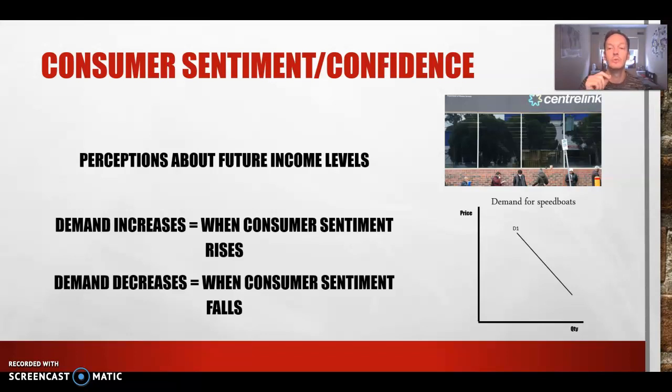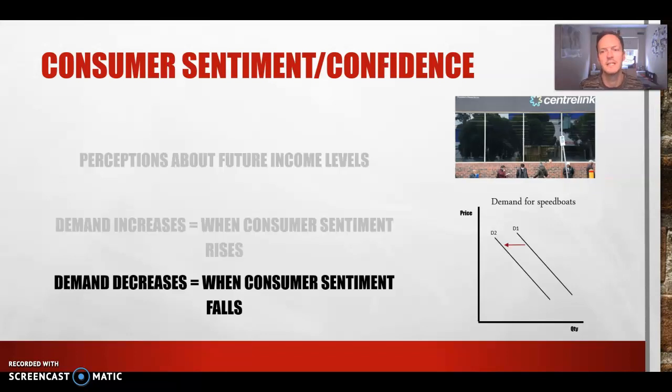So I want you to predict what's going to happen now after all this coronavirus stuff for the demand for speedboats. Are they going to increase the demand for speedboats or decrease after people aren't very confident at the moment? I'm hoping you all got this one right, and it is going to be a decrease in demand for speedboats. People are going to put off this purchase until the future when they're more confident about their future financial position.